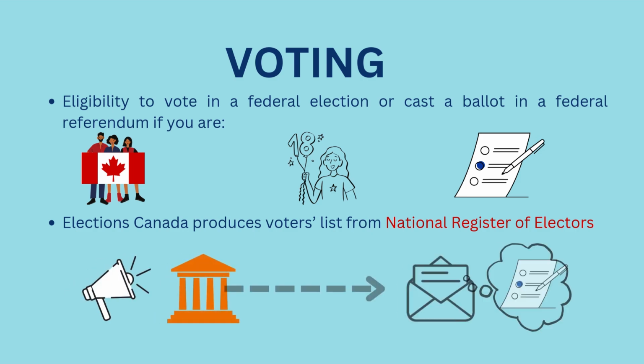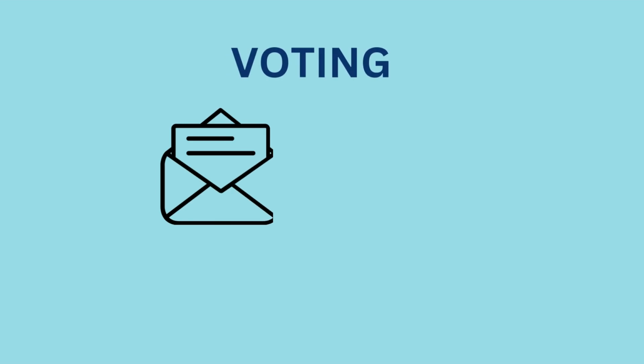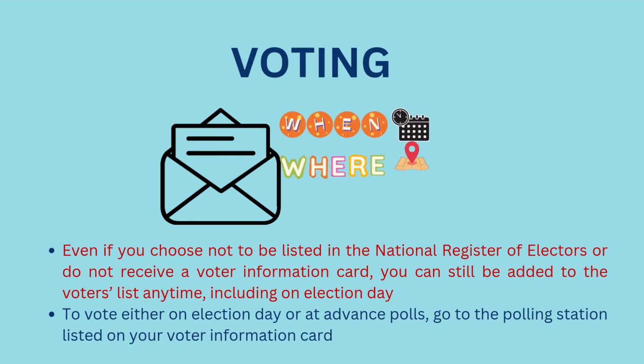Once an election has been called, Elections Canada mails a voter information card to each elector whose name is in the National Register of Electors. The card lists when and where you vote and the number to call if you require an interpreter or other special services. Even if you choose not to be listed in the National Register of Electors or do not receive a voter information card, you can still be added to the voters list at any time, including on Election Day. To vote either on Election Day or at advance polls, go to the polling station listed on your voter information card.